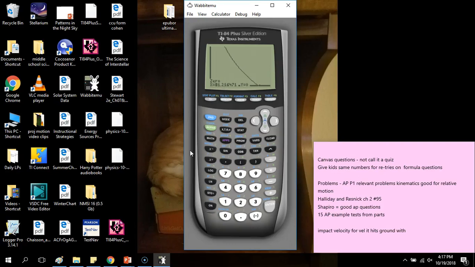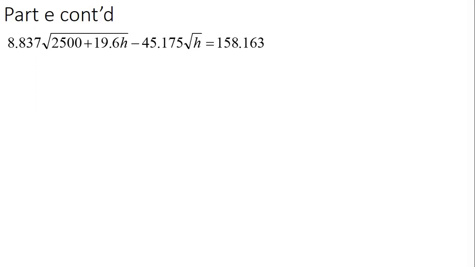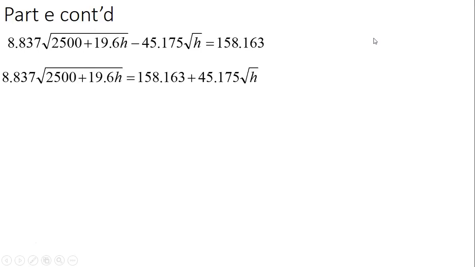However, I'm going to go back to the PowerPoint and show you how to solve it algebraically. So this is just what I had on the previous slide, and we want to solve this for h. So with those square roots, I definitely want to get rid of them. So the idea I came up with was to add this to that side because this expression here is complicated. And then from here, I decided to square both sides.